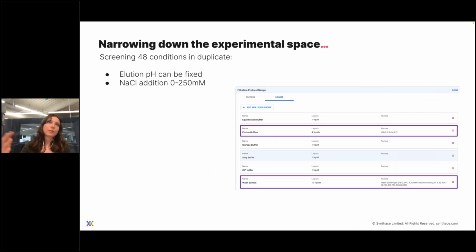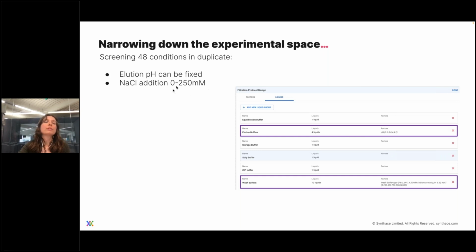But going back to our story of a process development campaign, what we're aiming to do here is narrow down that experimental space. I hope you can appreciate that we screened 48 conditions in duplicate, looking at these two factors. Running this experiment, which took maybe 3 hours, helped us understand that elution pH can probably be fixed to the lowest value. Unfortunately, there wasn't much help there. And the sodium chloride addition past a certain point wasn't really contributing much to the result.